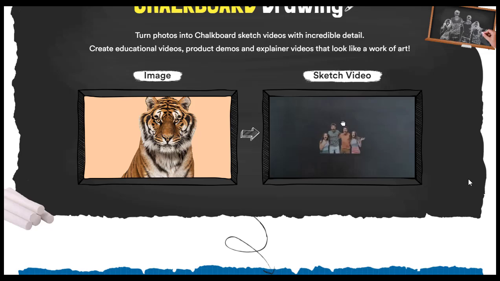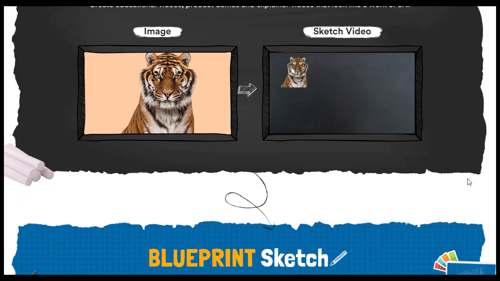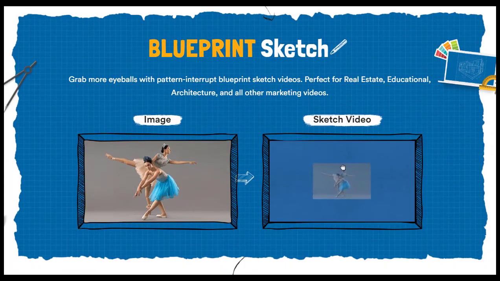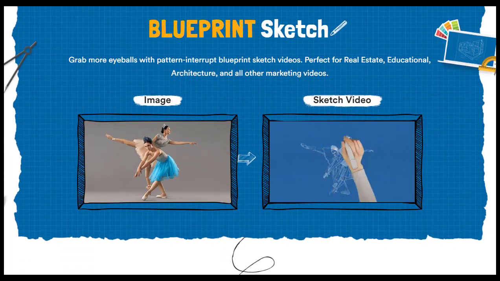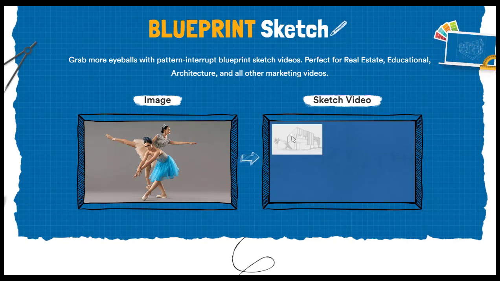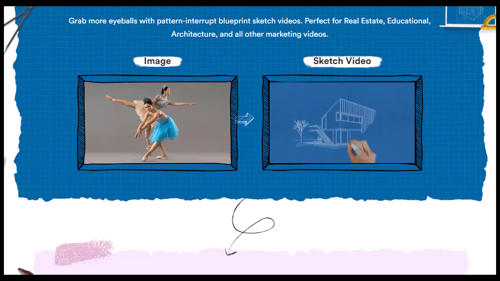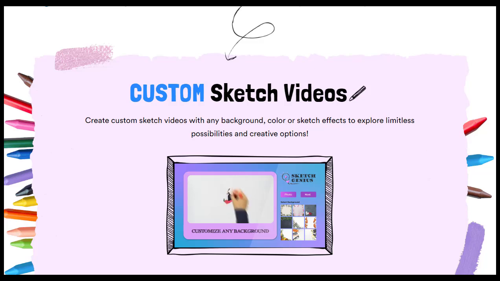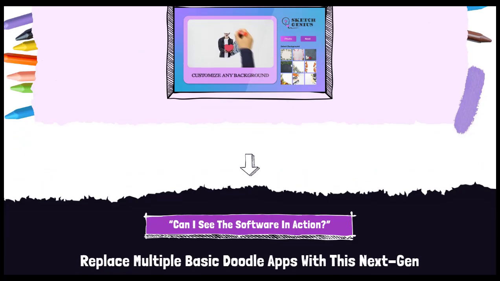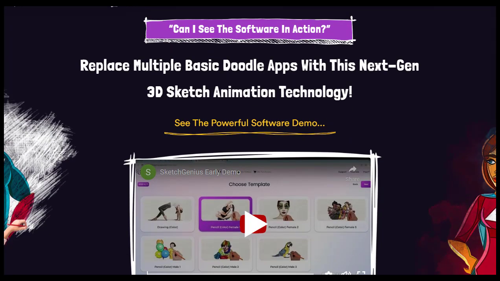The platform simplifies the process of preparing images for sketch videos. Users can upload their photos and use Sketch Genius's built-in tools to remove backgrounds, ensuring that the focus remains on the main subject. This feature is particularly useful for creating clean and professional-looking sketches.